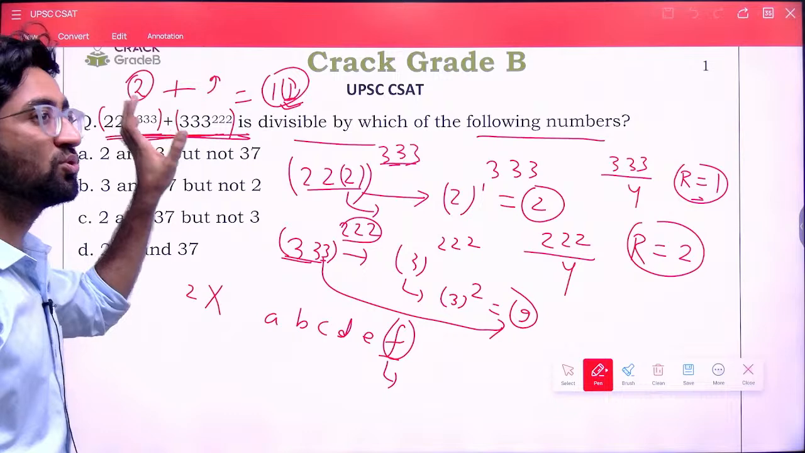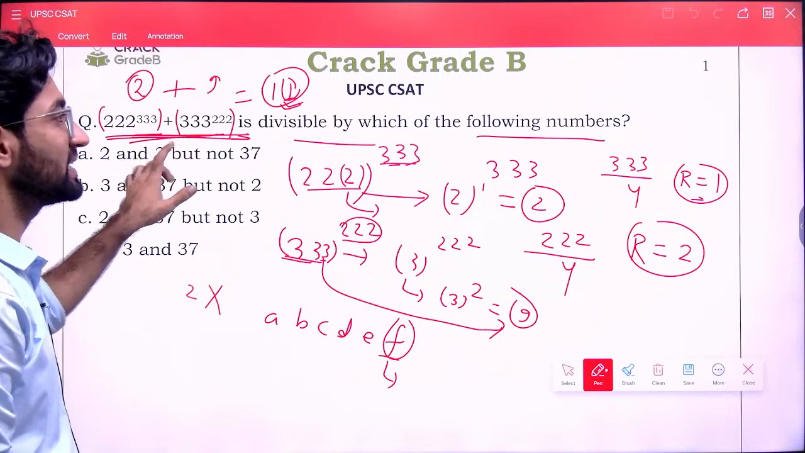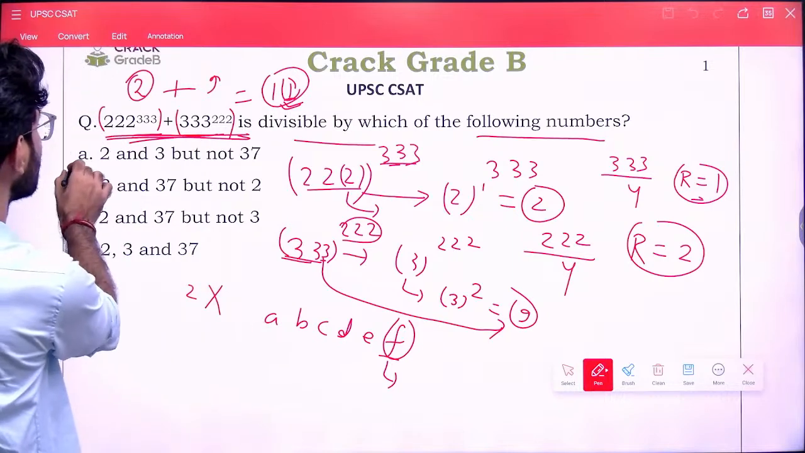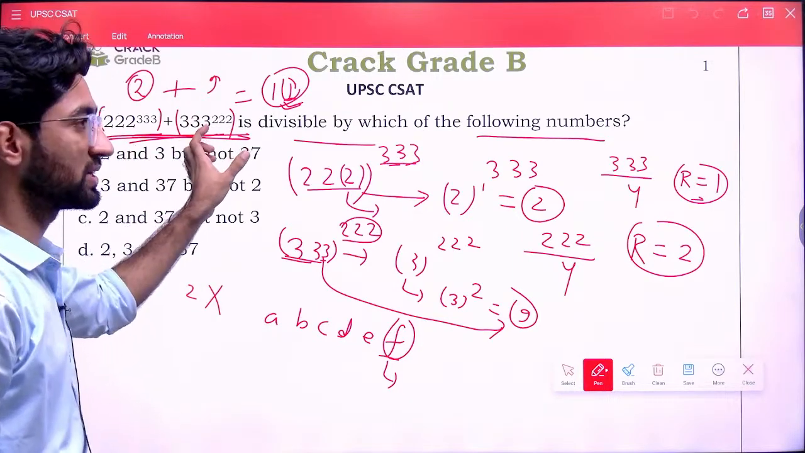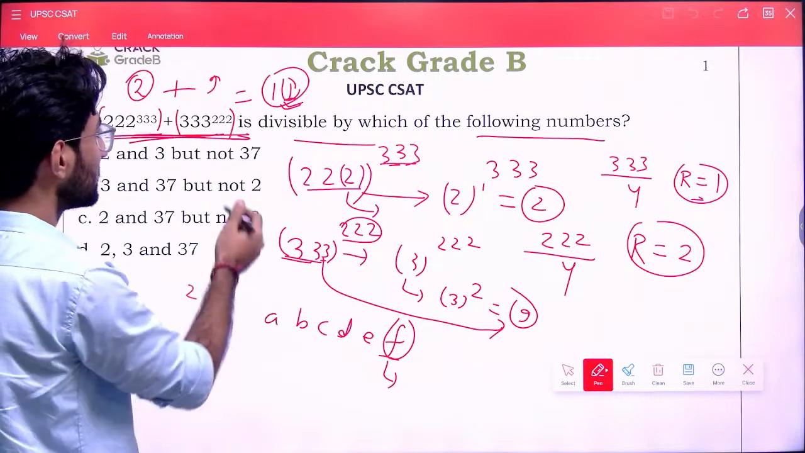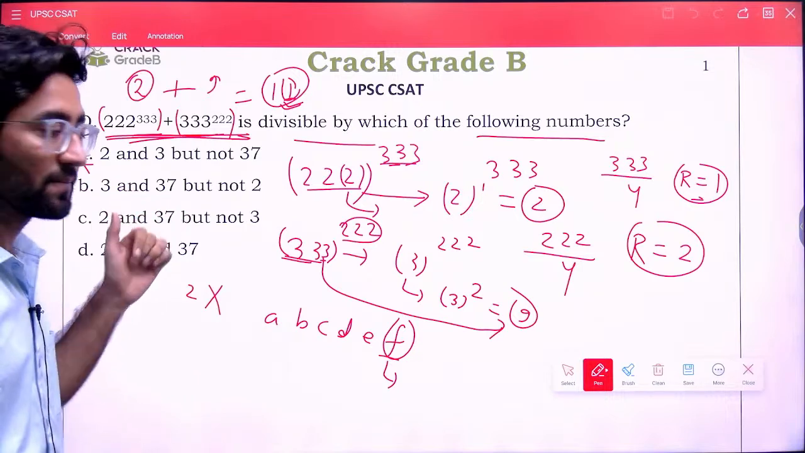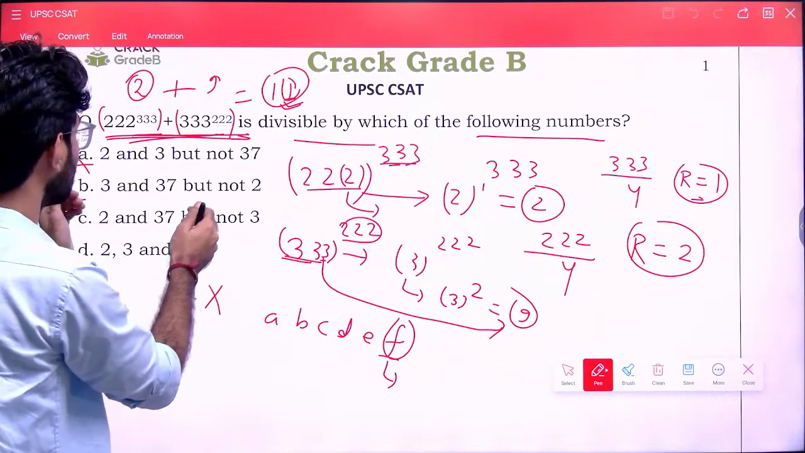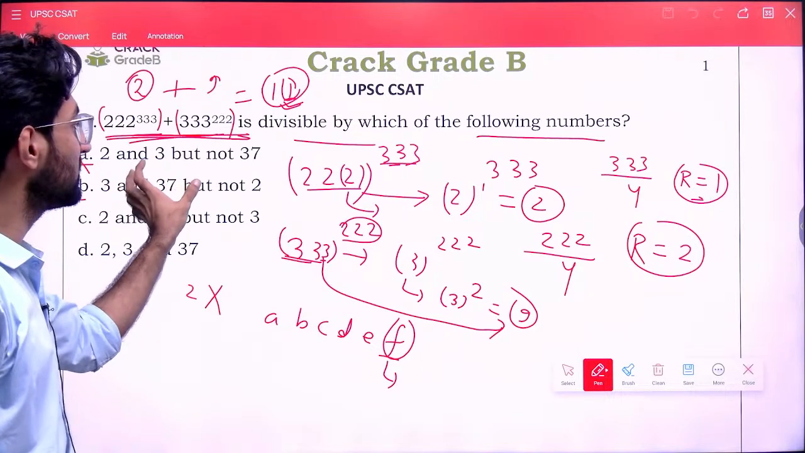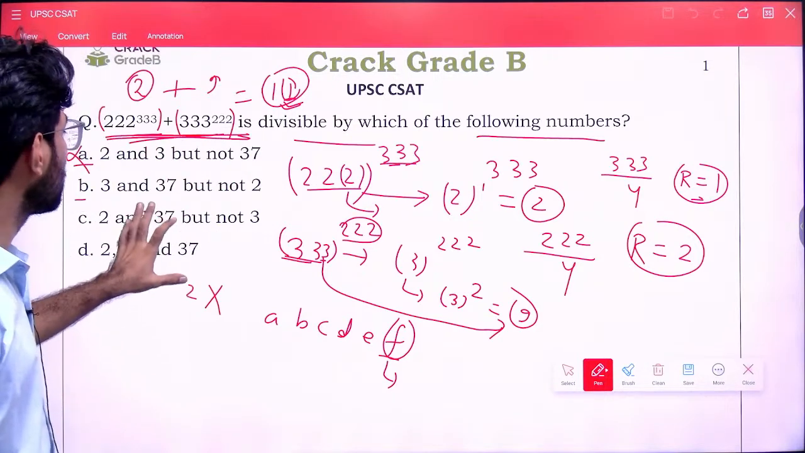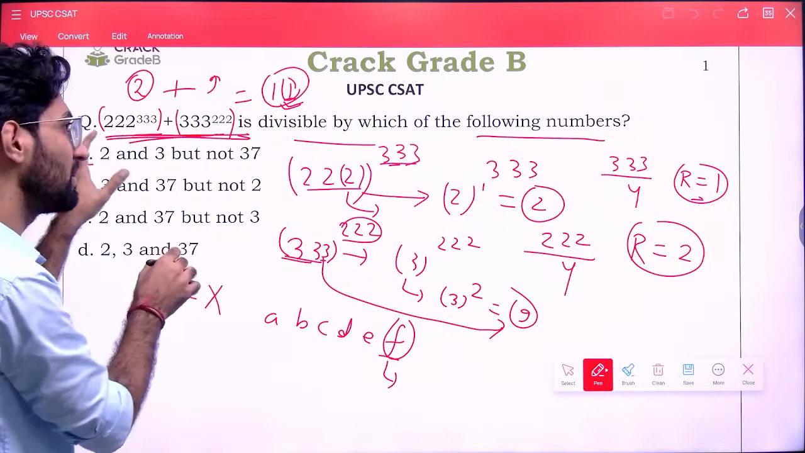And if this number is not divisible by 2, we have to check in which of the options it is given that it is not divisible by 2. If you look at the first option, it says the given number is divisible by 2 and 3 but not 37. But we have got that the given number is not divisible by 2. So the first option is incorrect, right? Let us look at the second option. It says this number is divisible by 3 and 37 but not 2. So if you don't look at options C and D, we can say that probably this option is correct.